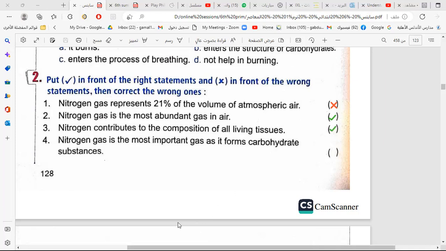Thank you very much. And the last question is Yahya. Are you ready, Yahya? Nitrogen gas is the most important gas as it forms carbohydrate substance. True. No, wrong. Carbohydrates or proteins? Proteins. So we will correct carbohydrates and say proteins. Okay, now we will stop, guys.